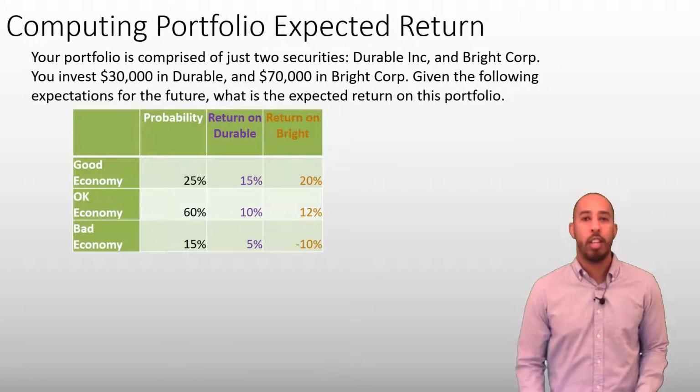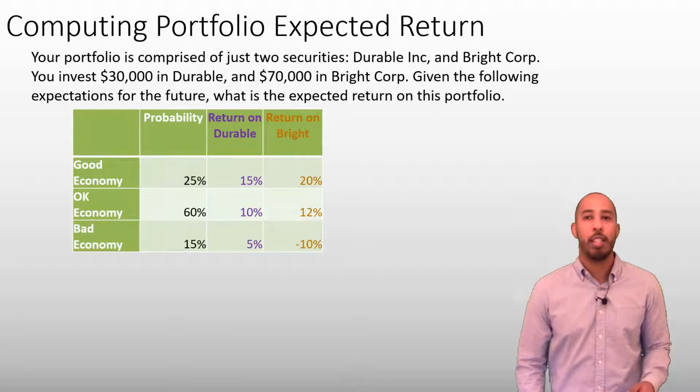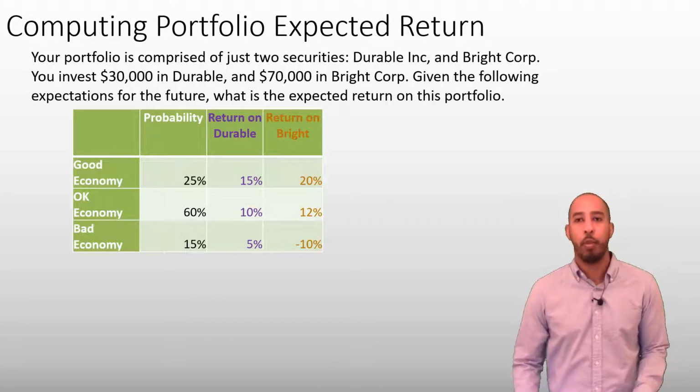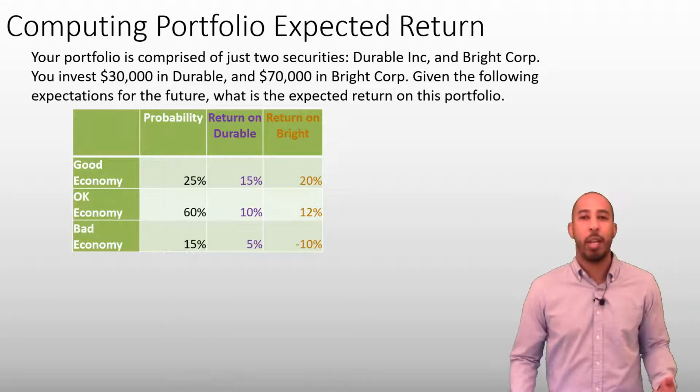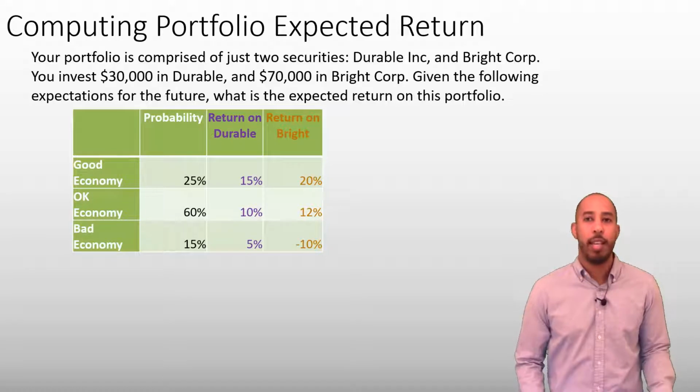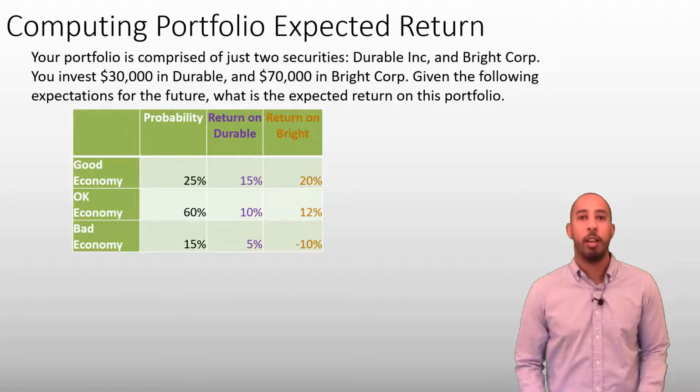We have two securities in our portfolio. We have $30,000 invested in Durable Corp and $70,000 invested in Bright Corp. And we have expectations about the future. We think there's a 25% chance the economy will be good next year, 60% chance it'll be okay, and a 15% chance that it's going to be bad. And in each of these economies, we have our forecasted returns for each of these two securities.